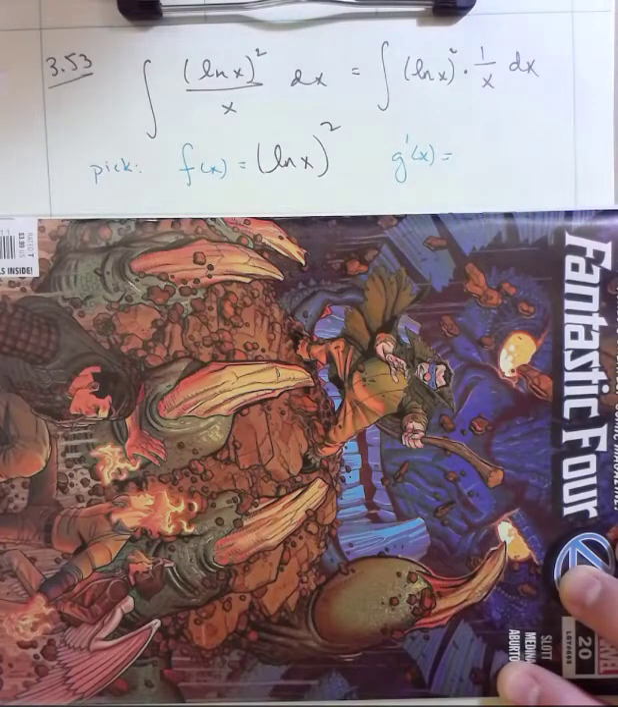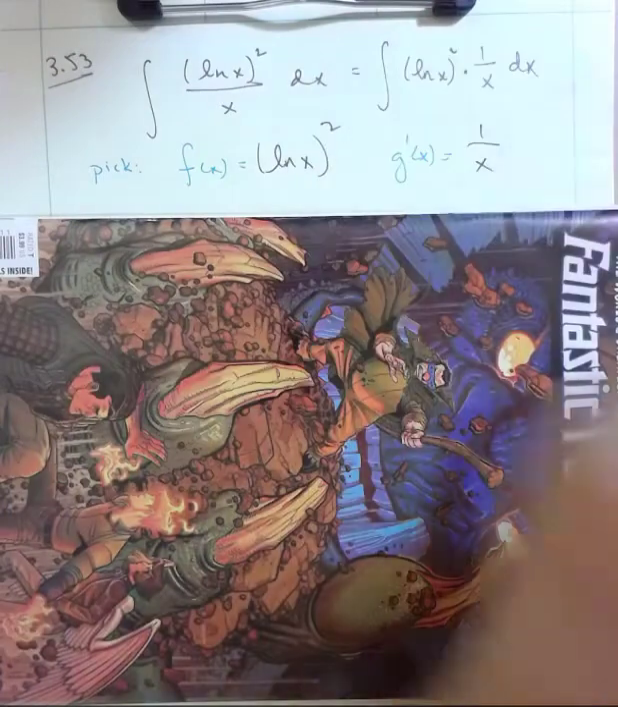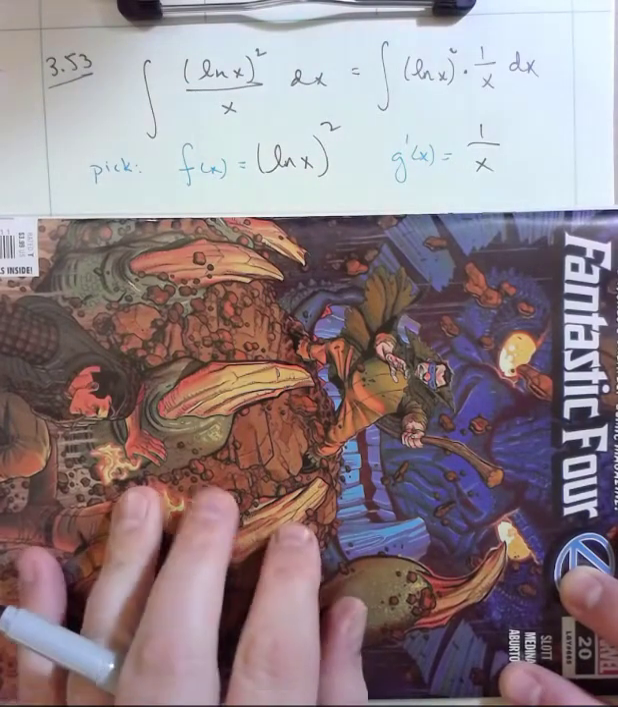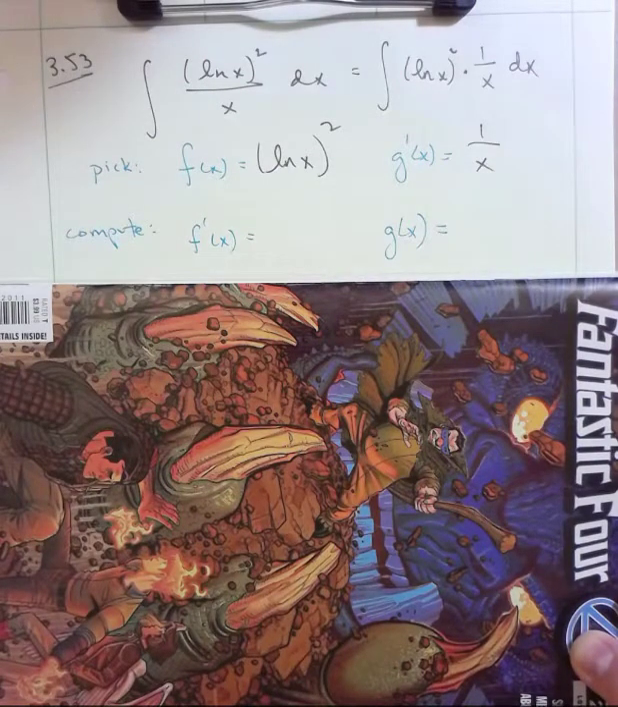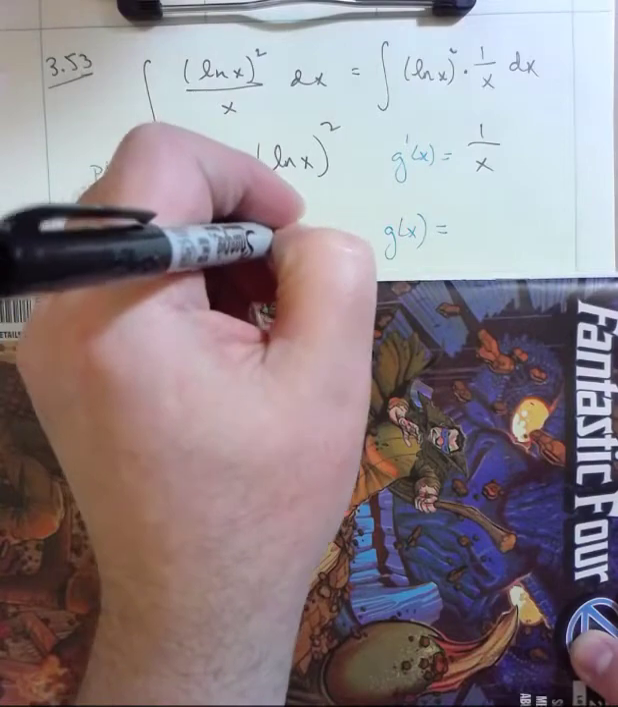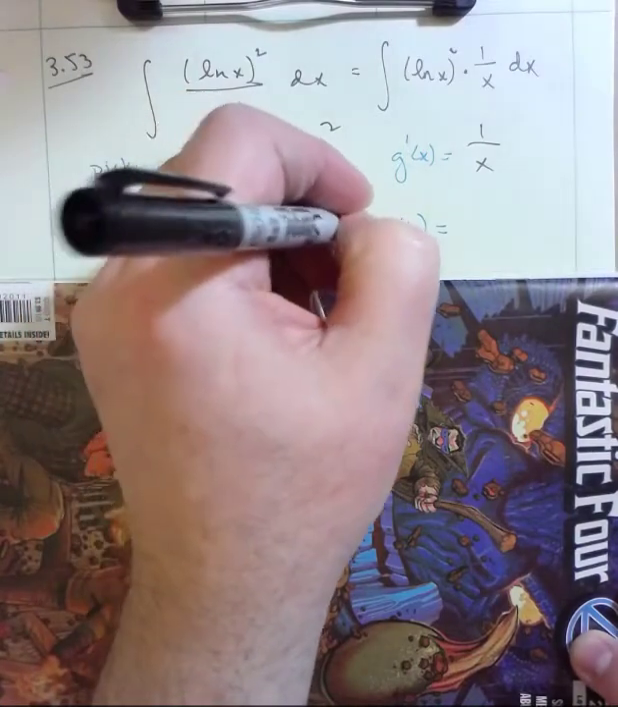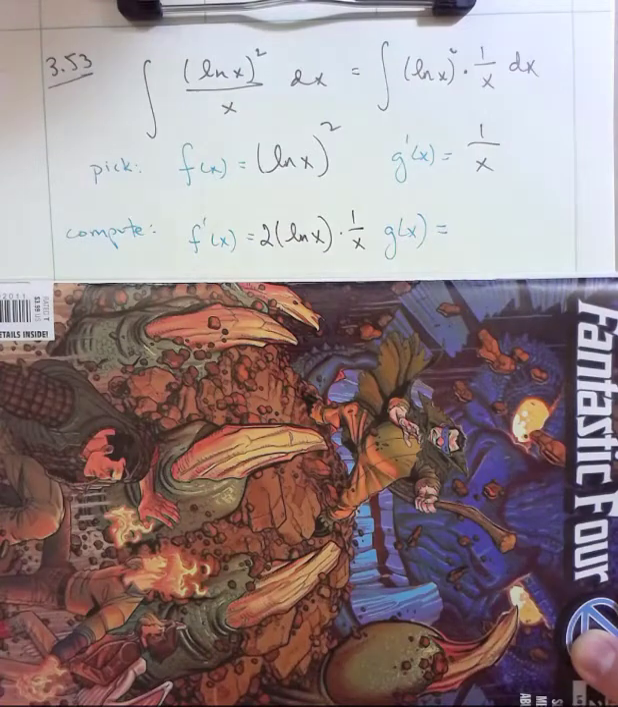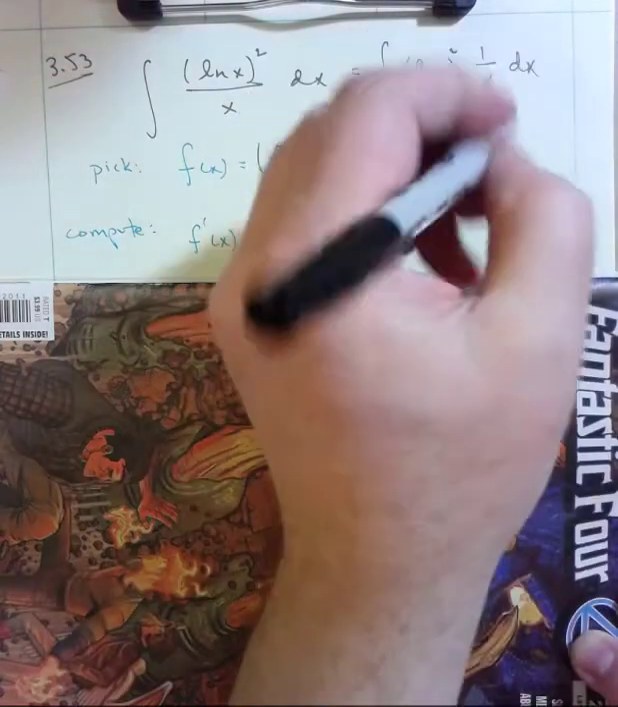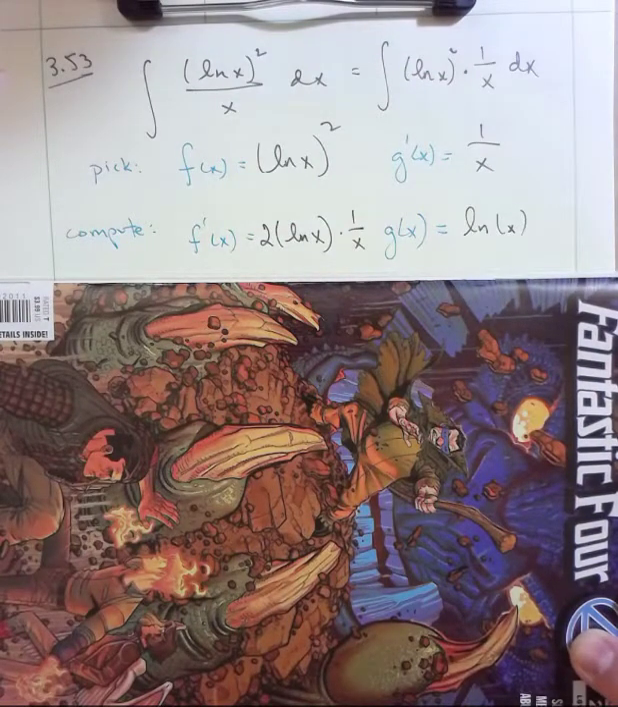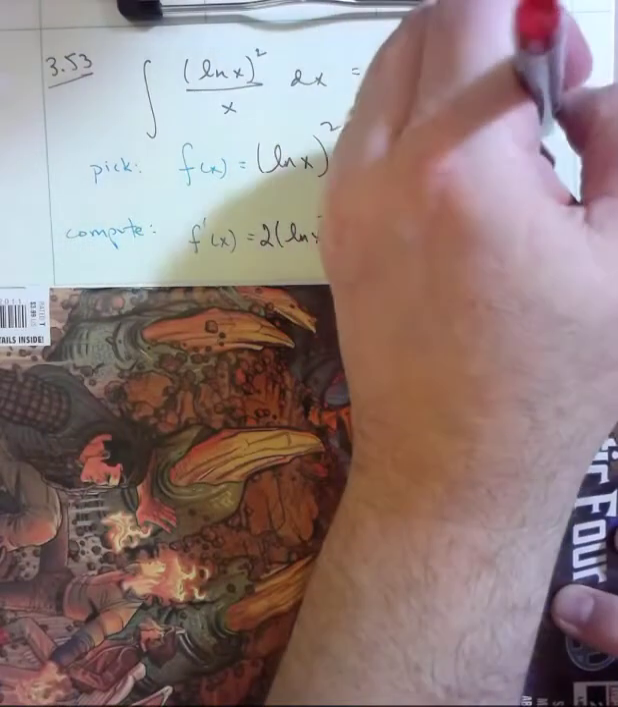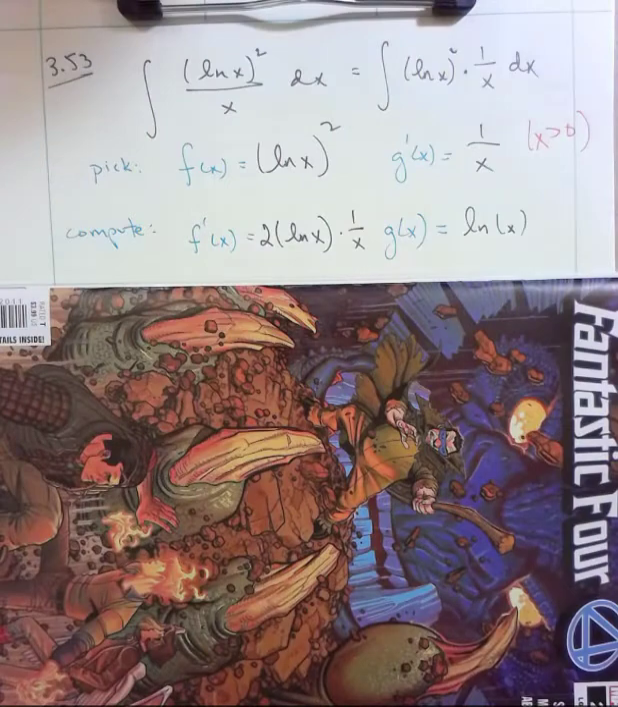One part becomes f of x, the other part becomes g prime. And then we compute from those two, they're kind of partners. So for f prime from f, that's a little bit of a chain rule: 2 natural log to the first times the derivative of natural log. And then from g prime to g, well, look at that. We're about to introduce another natural log. Did that really get us anywhere? Well, we're going to find out. Now, I'm going to go ahead and just assert for this problem that x is positive so that we don't have to mess with absolute value signs here.